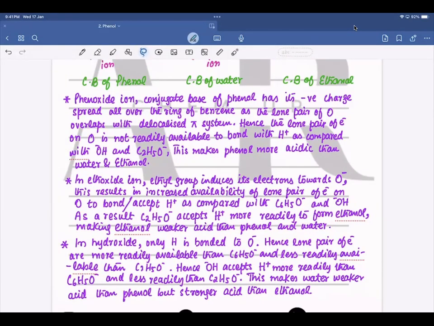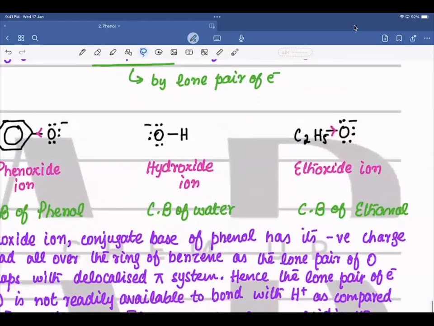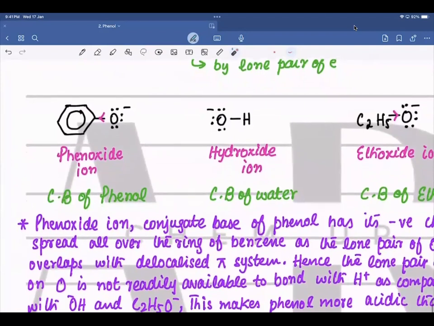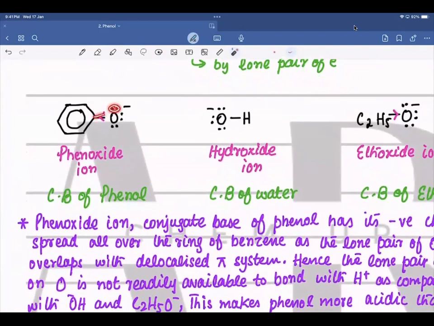Sir, how will we know that the lone pair is more readily available? It is because, see, on this oxygen, this alkyl group is donating its electron to the oxygen. So there are already 3 pairs and it is getting more electrons from this. So these pairs are more readily available to be donated, because it is getting the electrons from this group. Over here, it is overlapping one of the orbitals with the pi system. As a result, the availability of the lone pair decreases.